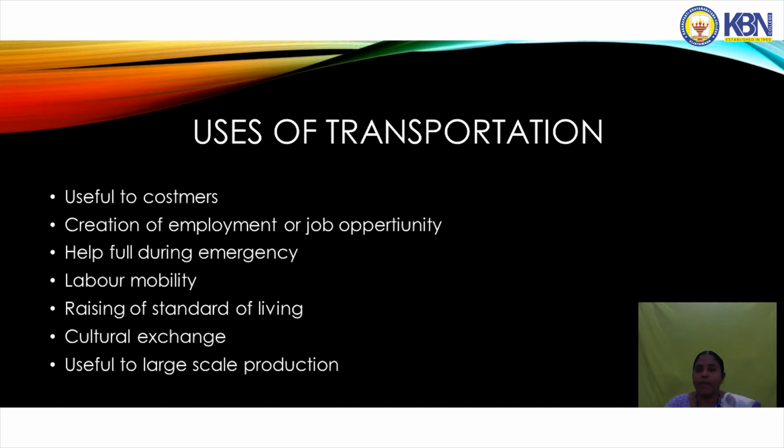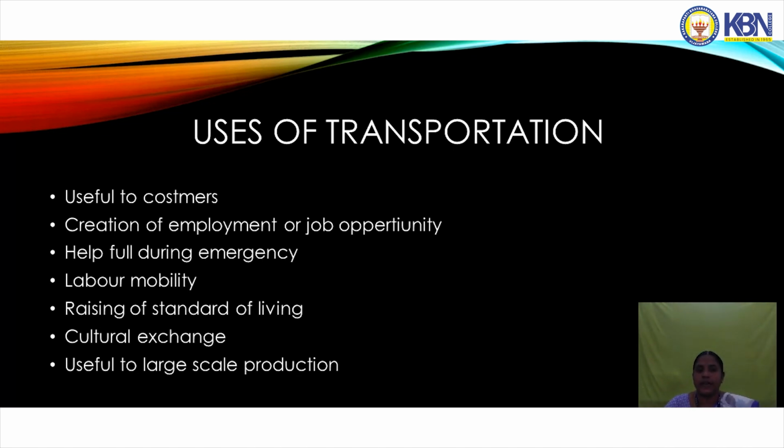Then creation of employment or job opportunities. What is creation of employment and job opportunities? Creation of employment means expansion of the society through transportation, with expansion of employment and job opportunities. Next one, helpful during emergency. What is helpful during emergency? During national war or emergency situations, food and medicine can be transported from one country to another or from one place to another, emergency medicines or food for the society.